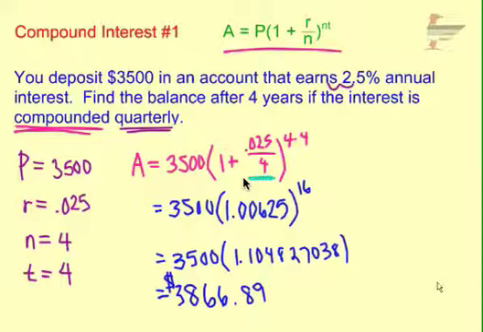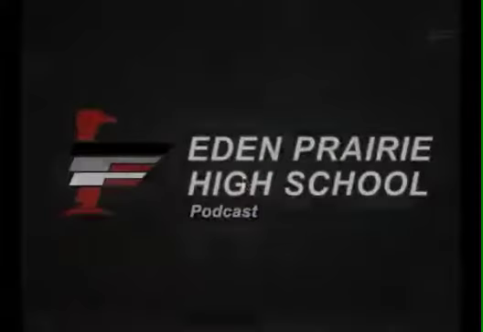So we started out with $3,500, and in the end end up with $3,866.89. So about $366 is what we earn in interest from this account over 4 years.